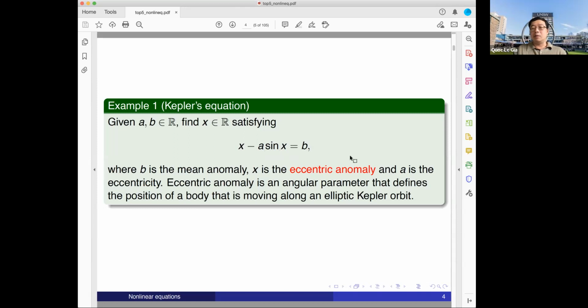Okay. So, anyone study physics here? Anyone? Have you seen this Kepler law?